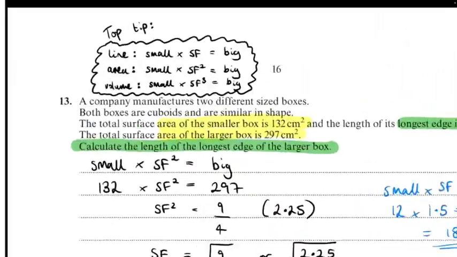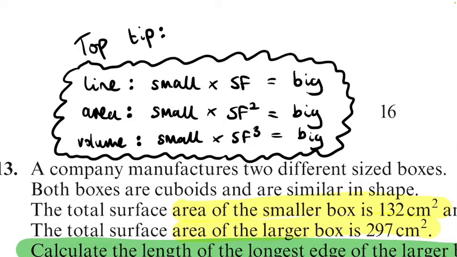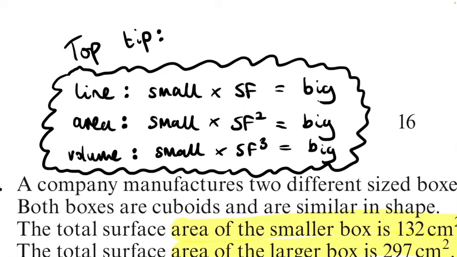So, top tip that you need to learn. If you're talking about similar shapes, so this keyword here being similar, I can then go and use these three rules here. If we're talking about a line, we're doing the small line times by the scale factor equals the big line. If it's an area, it's the small area times by the scale factor squared equals the big area. And if it's volume, it's small volume times by the scale factor cubed equals the big volume.